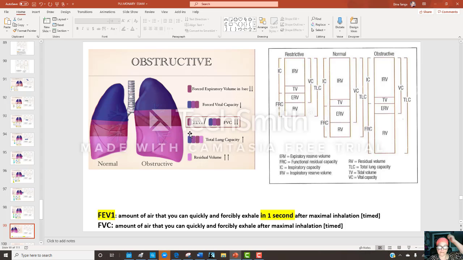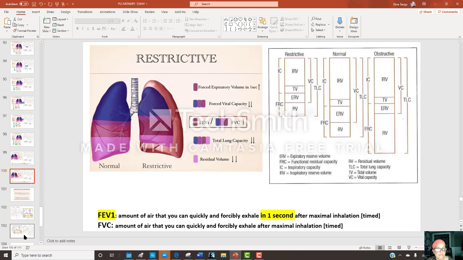And then you divide that by your forced vital capacity, which is all three of these. Okay, and that's going to be low. So this divided by all this is going to be decreased. Your total lung capacity is going to be increased, and your residual volume is going to be increased. Obstructive pulmonary diseases.